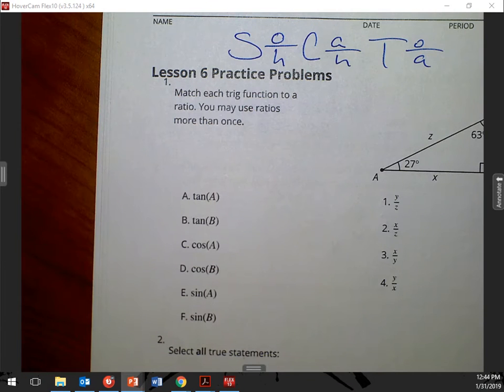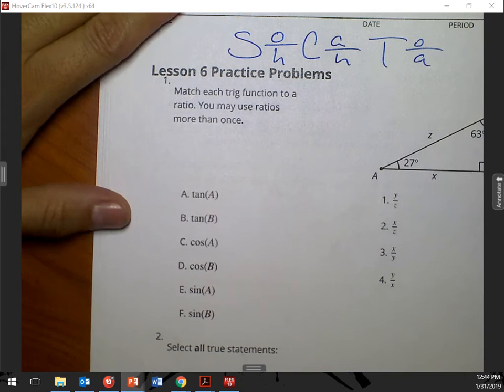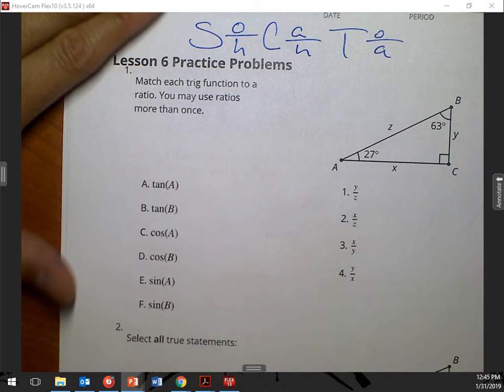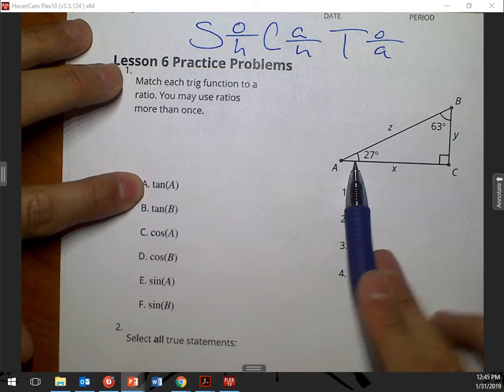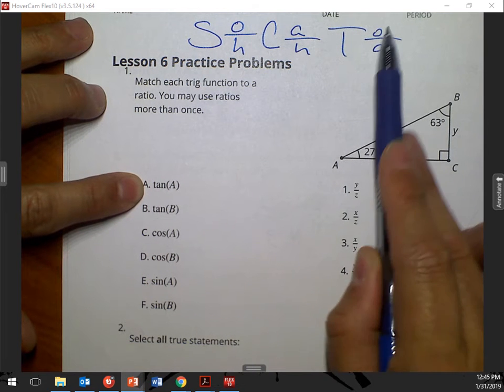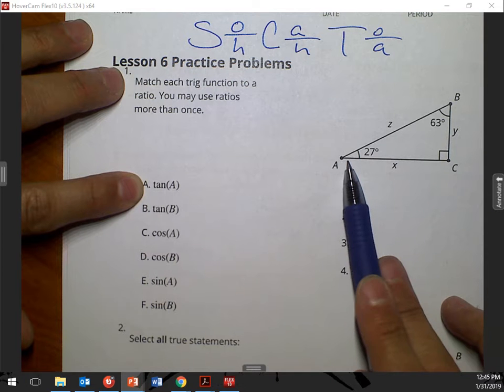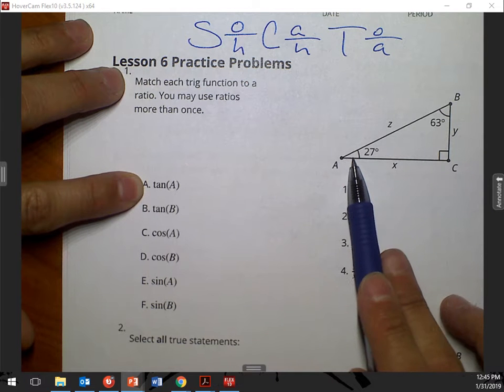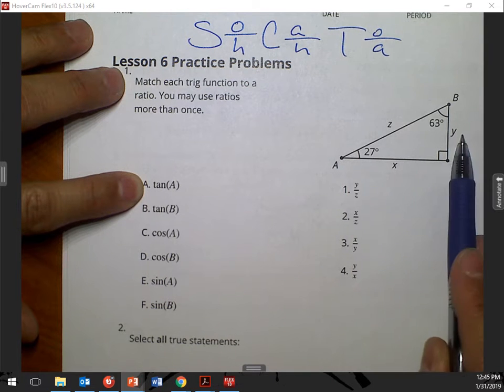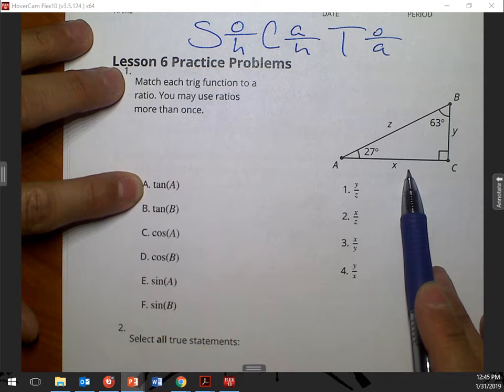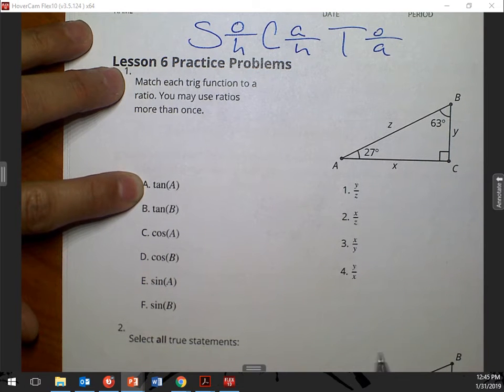Alright, you guys ready? So tangent from A. Tangent is supposed to be opposite over adjacent. So from here, what's opposite? No, that's the sides, remember? Oh, y. What's adjacent? The x. So it should be y over x. So which one of these is y over x? Number 4. So I'm going to put a 4 next to that.